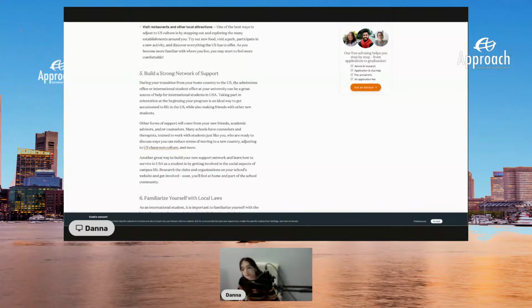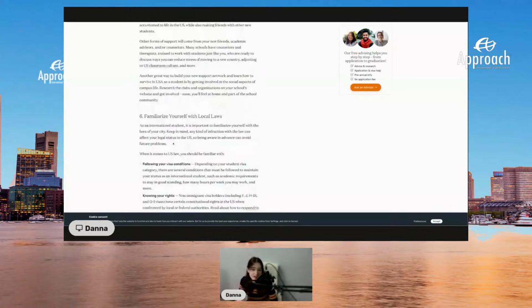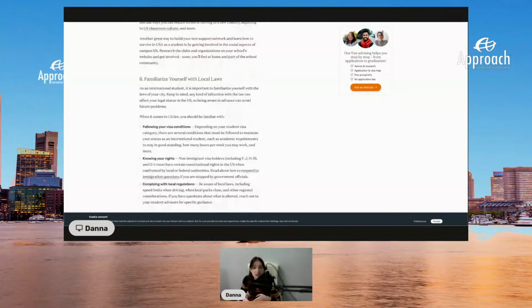Finally, the last one I'll talk about is familiarize yourself with local laws. This is super important. You need to know your rights as a non-immigrant visa holder. You need to follow the visa conditions. When you enter the school and in orientation, you need to know your rights, and you need to comply with the regulations of the place you're living in. There are some things that are legal here that are not legal in Arizona, New York, California, or Colorado. Every state in the US might have something different. So it's important to know them, because you need to comply with local regulations.